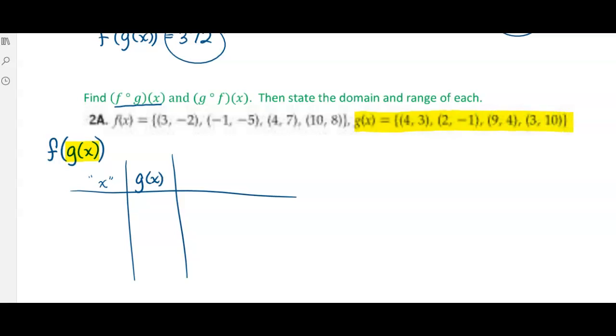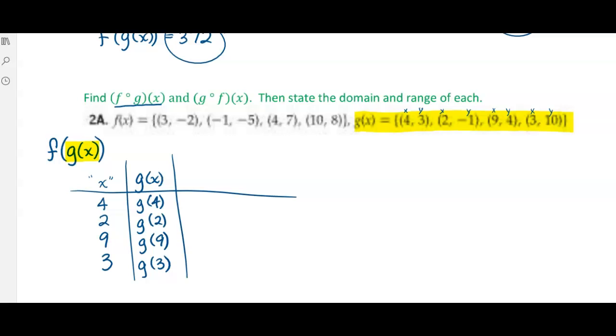I'm going to make a list of all the x's. See, x, y, x, y. Every point has an x value and a y value. So I'm going to say 4, 2, 9, 3. Now I'm going to compute g of 4, g of 2, g of 9, g of 3, but since it's not written in an expression, we just go to it.